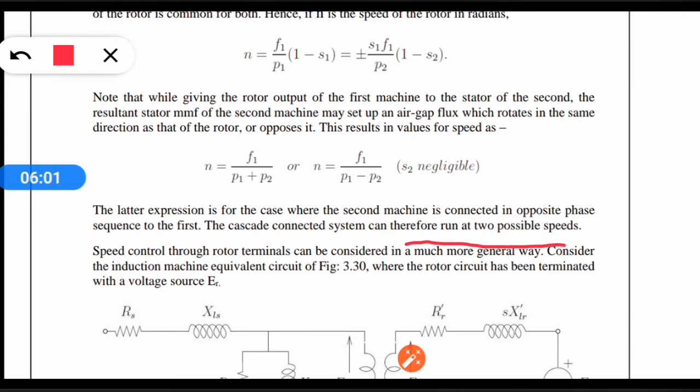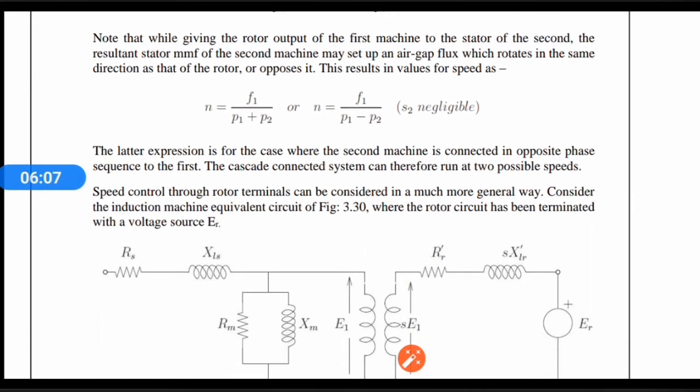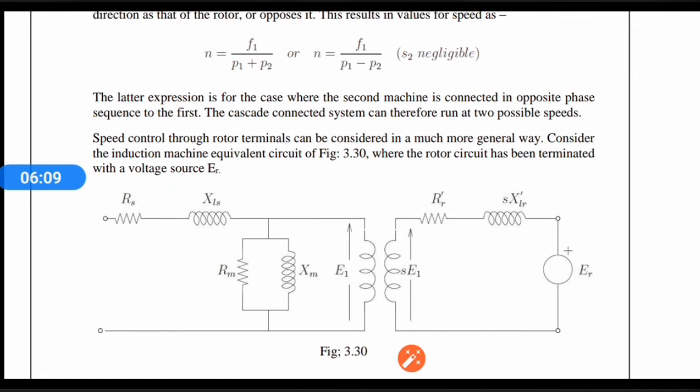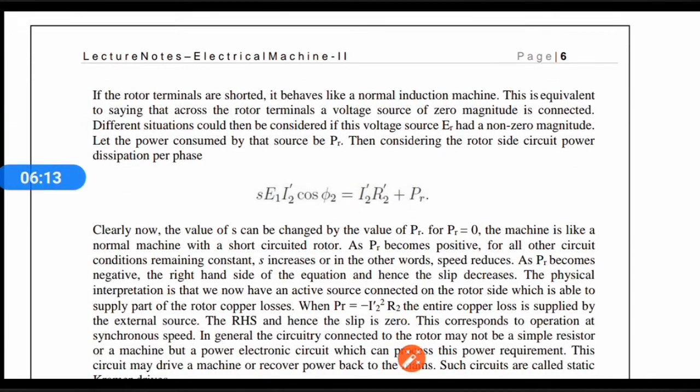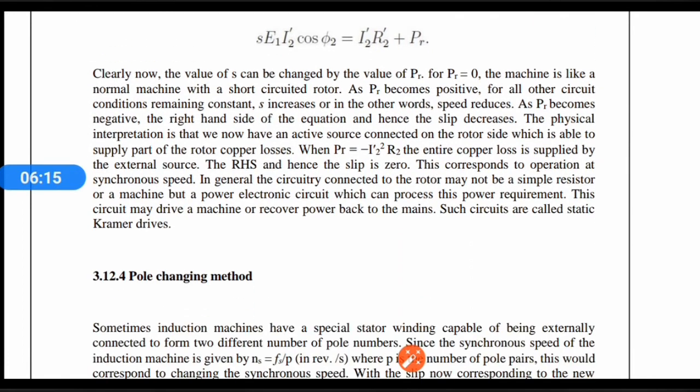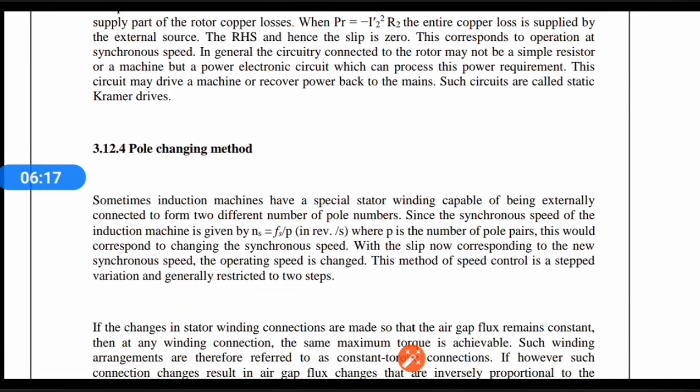Cascade control system is having the two types of different speeds available, and this is the equivalent circuit diagram for this machine. And now we can move forward and we can see the next method, that is pole changing method.